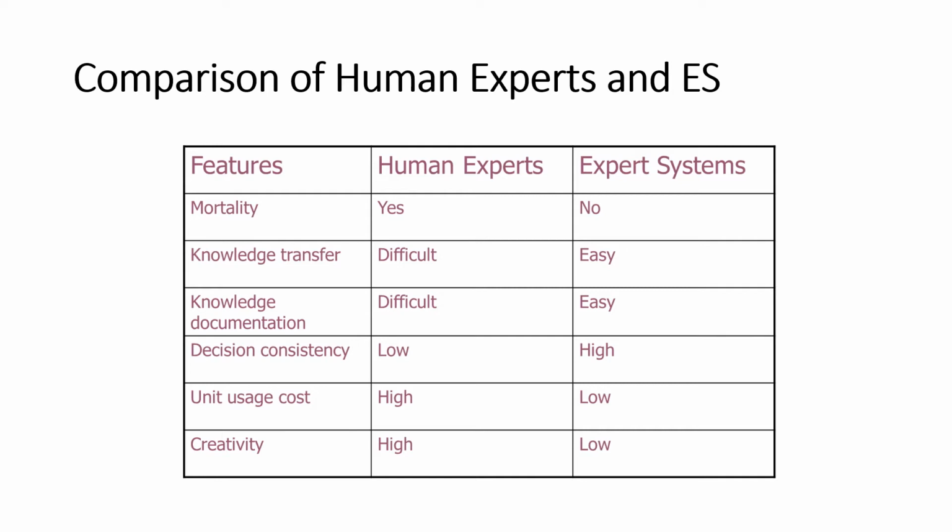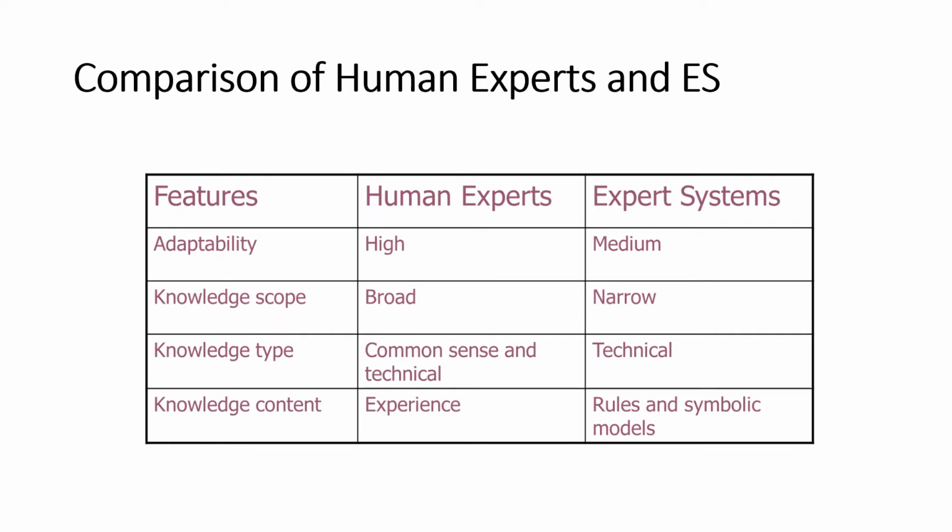So okay, I think from these slides now we can have an idea of the difference between human experts and expert systems, and in the previous slide we covered the difference between a conventional system and an expert system. Okay, so coming to some more attributes in case of the human expert, the knowledge scope is very broad. Okay, and I have already told you in the first slide that in case of expert system, the knowledge scope is narrow.